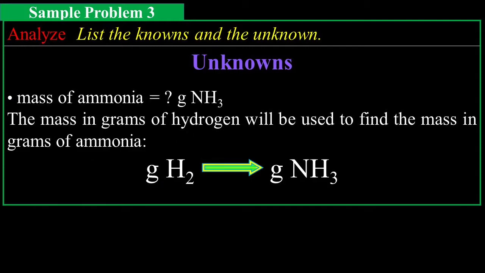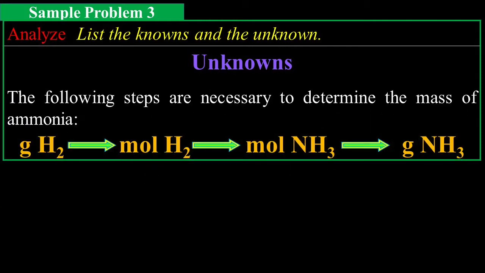So let's see how we solve it. It says the mass of ammonia equals question mark. That's the unknown. The mass in grams of hydrogen will be used to find the mass in grams of ammonia. Now, let's look at the next slide and see what it is. While we're waiting, if you understand the fact that a stoichiometric equation has the masses above it, as I put it, let's go back to that in a minute.